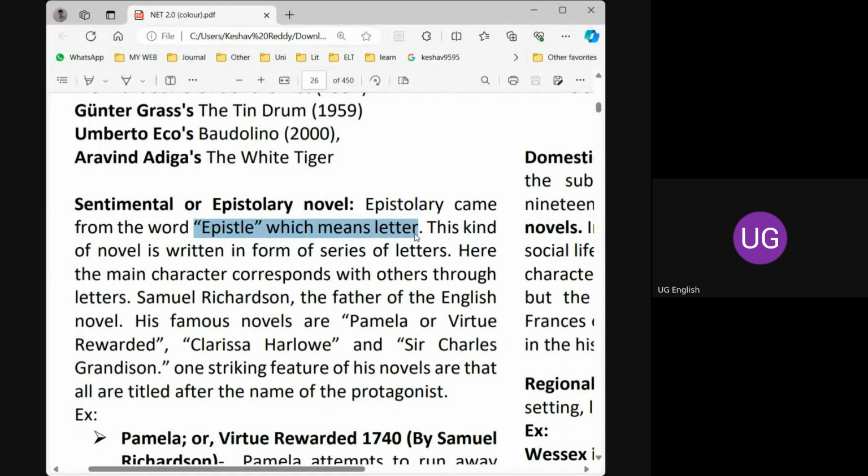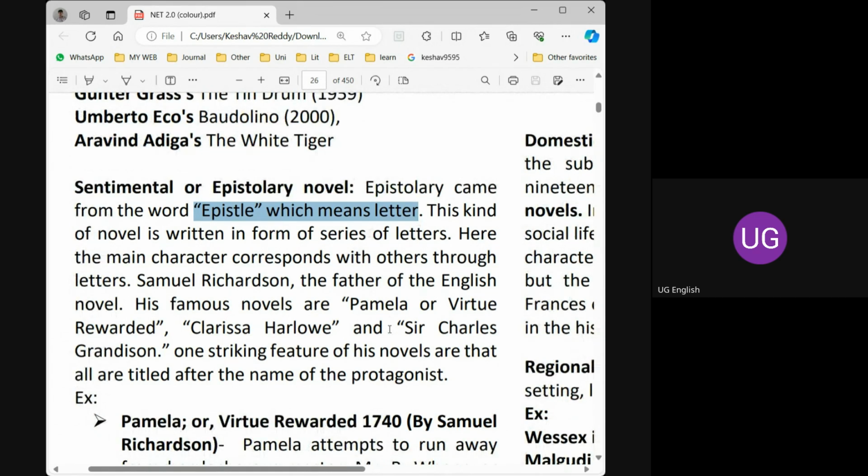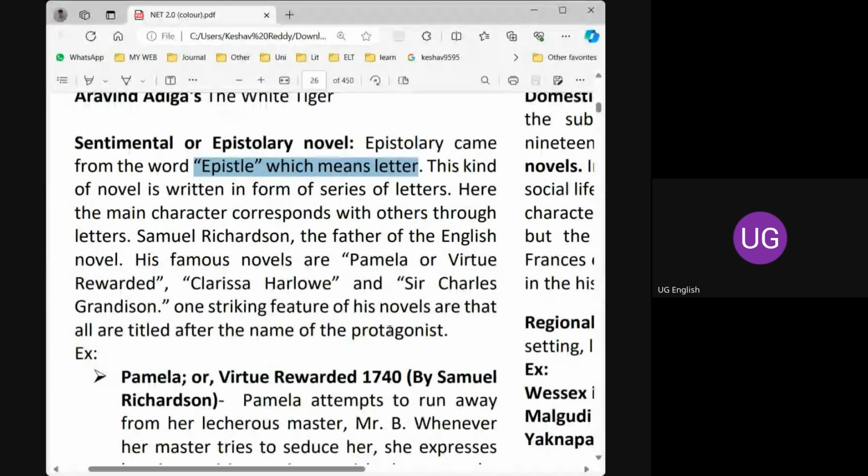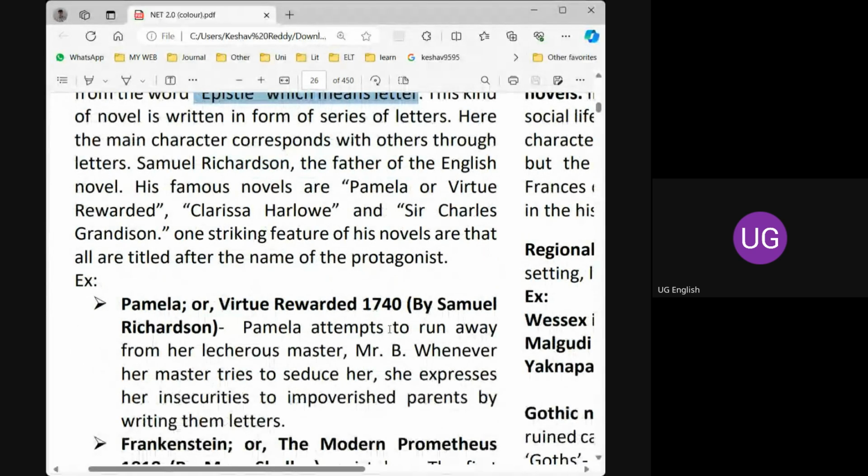So some of you may know the terms, but it is very mandatory to know all these terms, all these types of novels. So before you go into the literature, that is the reason I am taking the class in advance, before we start that literature section.